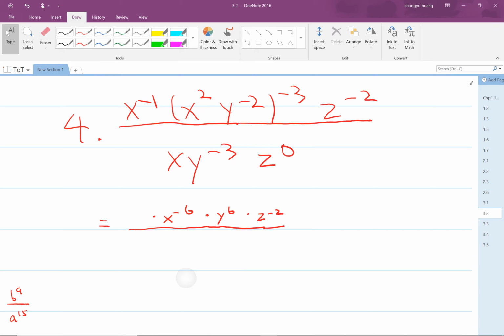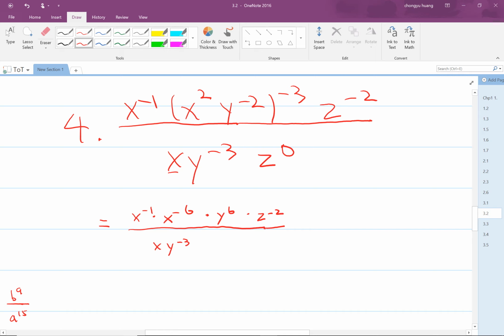Okay, we just keep x to the power negative 1 to have some better solving. I will show you why it is better to keep it in that way. On the bottom, on the denominator, we can actually simplify a little bit more. We have x, which is still x, then y to the power negative 3, and then z to the power 0.